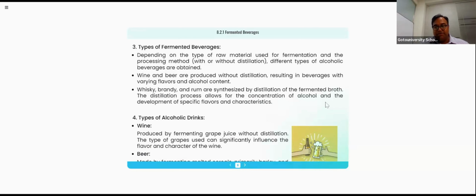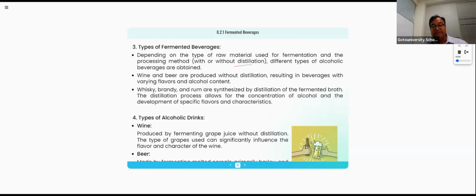The fermented beverages: some beverages we are getting with ethanol, and some we are getting without ethanol. So you need to understand this basically.